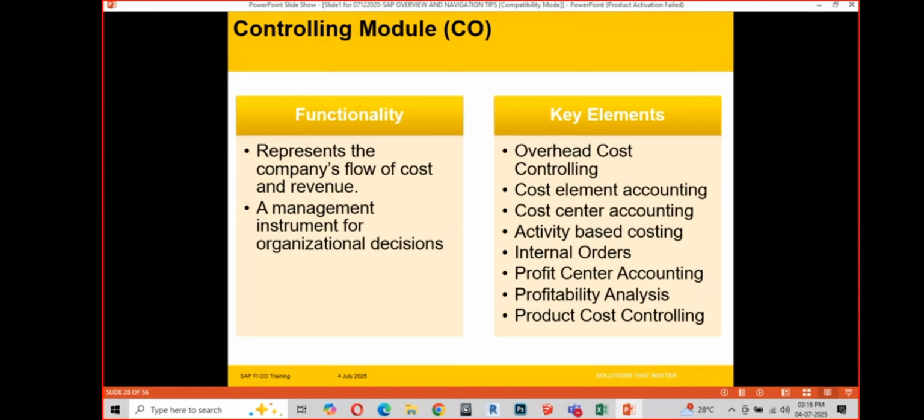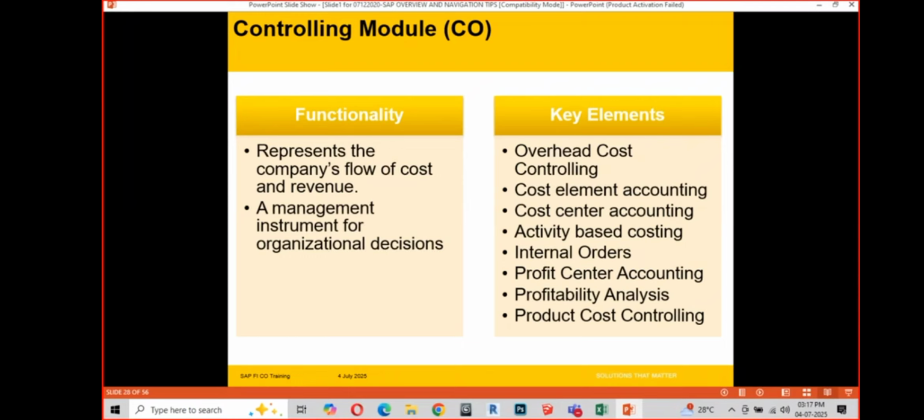So whatever reports are generated in the CO module are for your internal purposes only. And these reports will stay in the top level management itself. They never get down even to the middle level or the low level management. They always stay at the top level management decision making level. That's it.